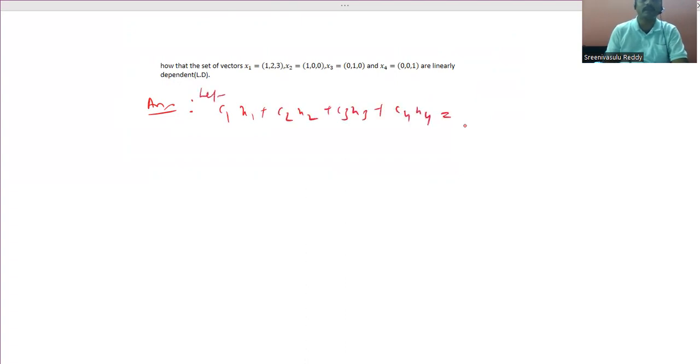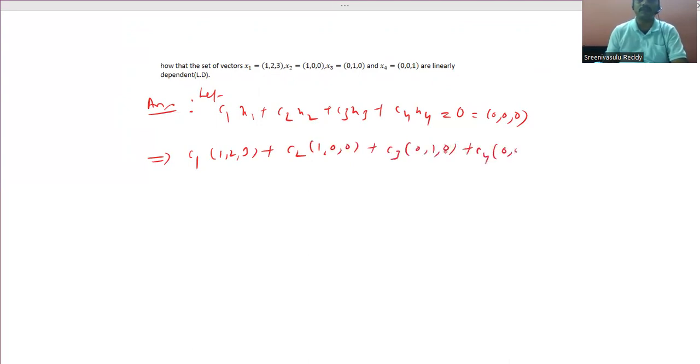Let this equal the 0 vector. Usually, here the vectors are three-tuples, so the 0 vector is nothing but the three-dimensional 0 vector. That implies we want to find the C1, C2, C3, C4 values. If all are zeros, then it is said to be linearly independent. If any one of them is non-zero, then it is said to be linearly dependent. That's all. C1 into the first vector 1, 2, 3 plus C2 into the second vector 1, 0, 0 plus C3 into 0, 1, 0 plus C4 into 0, 0, 1.